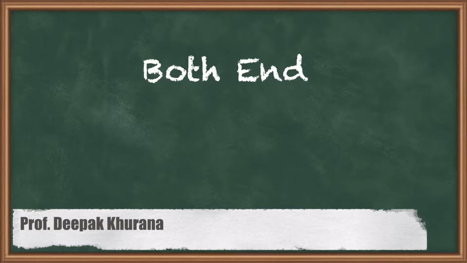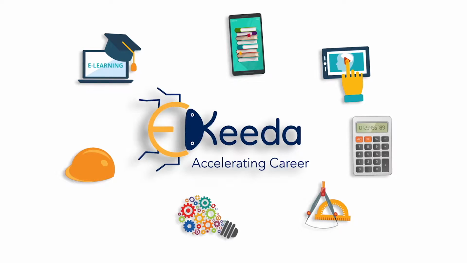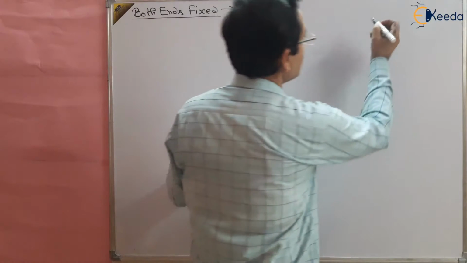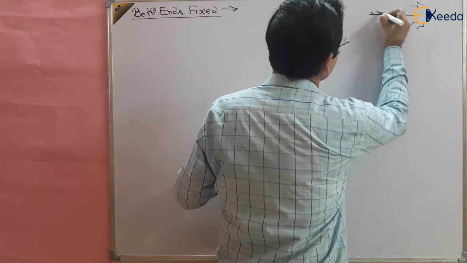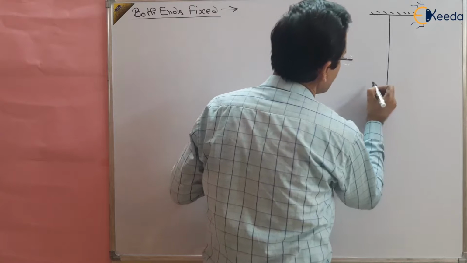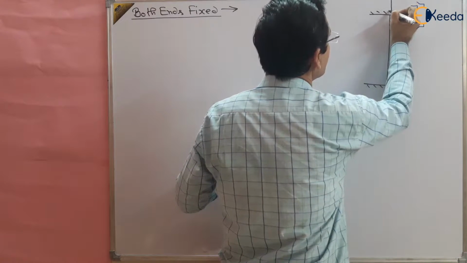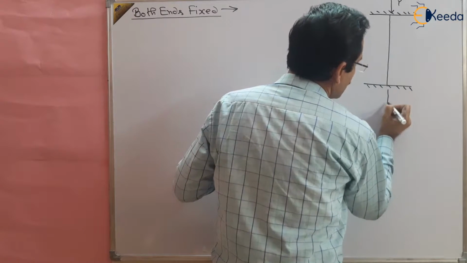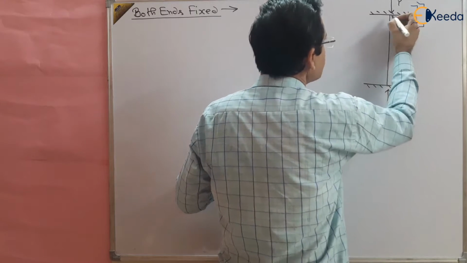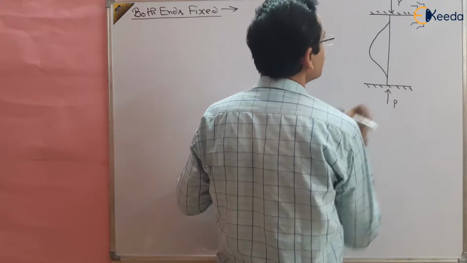Hello students, in this session we are going to study Euler's theory of column, both ends fixed. So the condition is like this: I am drawing here that this is one end, it is fixed, and this is our column initially, and we have applied a load to this column, right, and there is some deflection in the column like this, right?